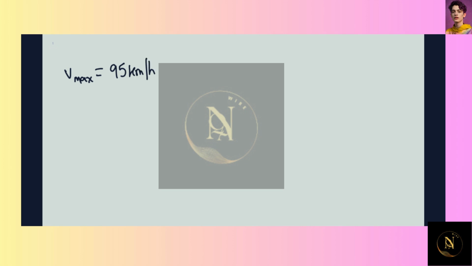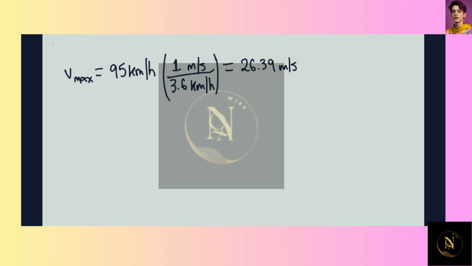Let's just convert real quick. Multiplied by 1 meter per second for every 3.6 kilometers per hour. This is going to be equal to 26.39 meters per second.